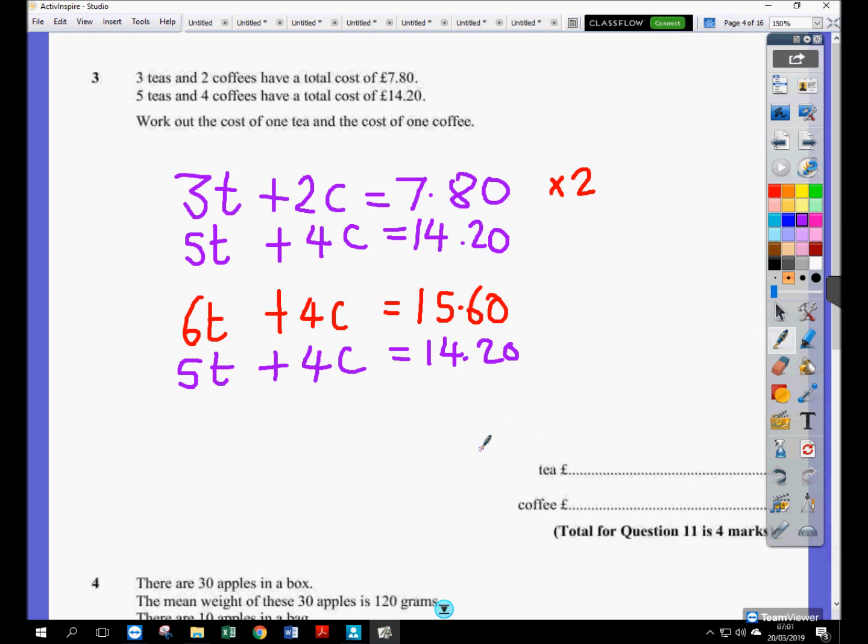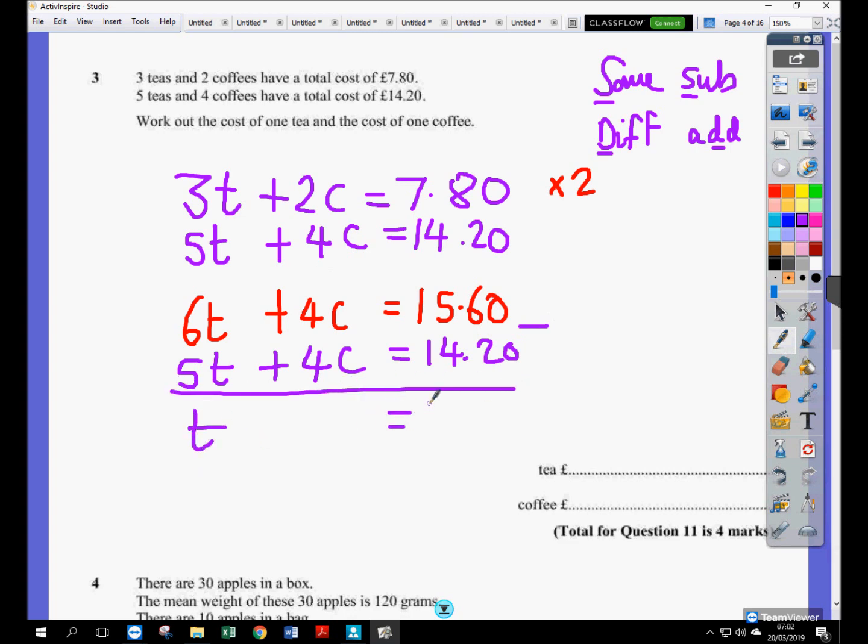Now remember, you don't need to make the coffees the same. You could, if you want to, make the teas the same. I just chose to make the c's the same. It just seems a bit easier. So if the signs are the same, then you subtract. And if the signs are different, then you add. Now, I'm going to focus on the signs of the coffees because I've just made the coffees the same number. So if you made the teas the same number, you would look at the signs in front of the teas. Anyway, signs are the same, so I'm going to subtract. And when you subtract, you end up with t equals £1.40. Okay? It'll come up on the calculator 1.4, but in money that's clearly £1.40.